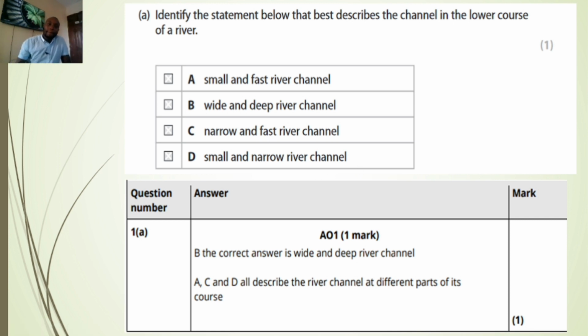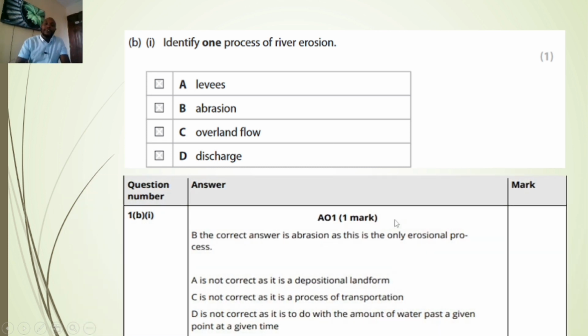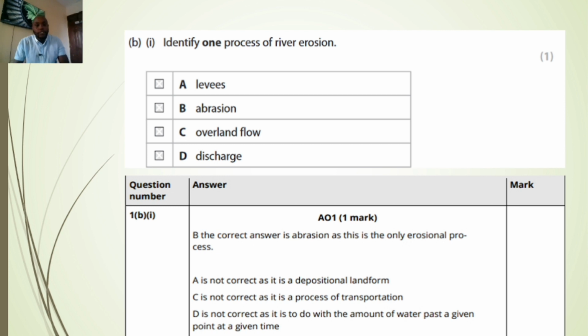It's clear? All right, so A, C, and D all describe the river channel at different parts of its course. Now identify one process of river erosion. What type of river erosion can you see there? You have levees. Is it a process of river erosion? You have abrasion. Is it a type of river erosion? You have overland flow. You have discharge. What is the answer? Of course, the answer is abrasion.